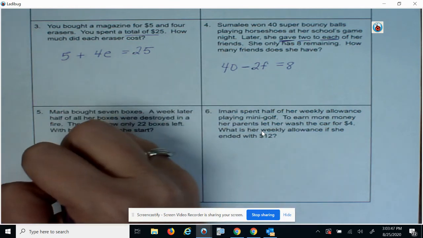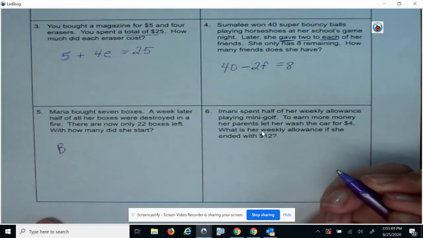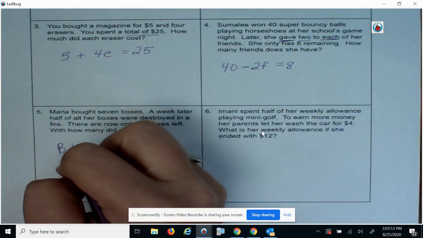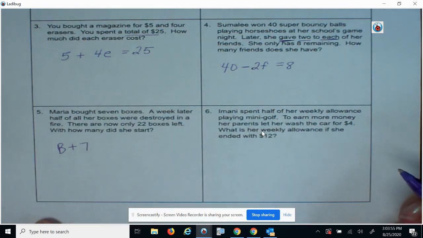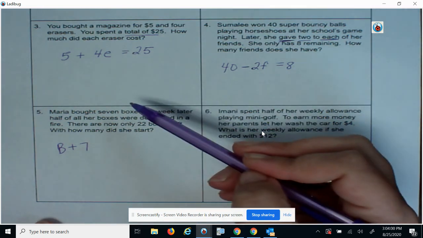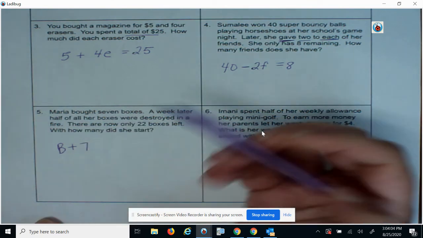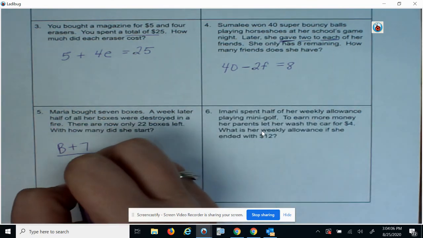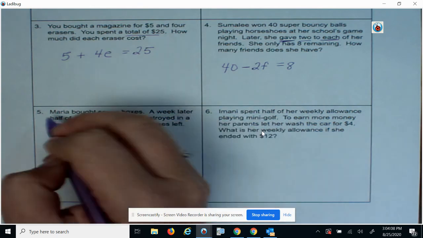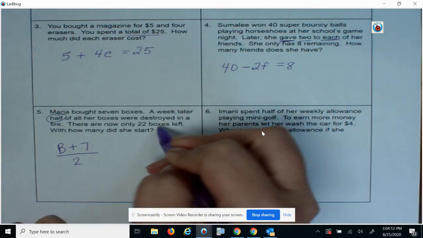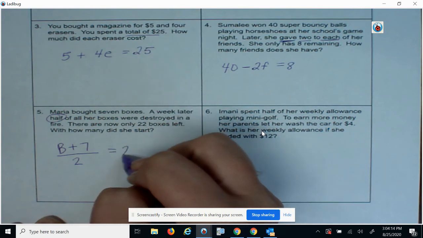So she had boxes. That's our variable. And she bought 7 more. So she added 7 more when she bought them, right? And then the fire came. A week later, half of her boxes were destroyed. Half means we're going to divide by 2. Okay. And now she has 22 boxes total.